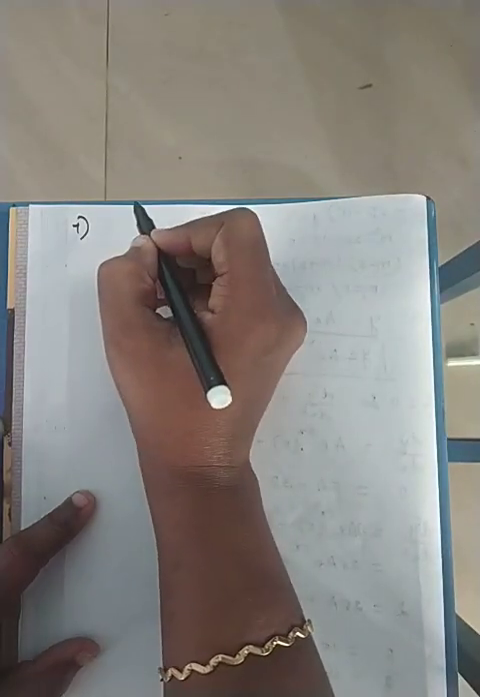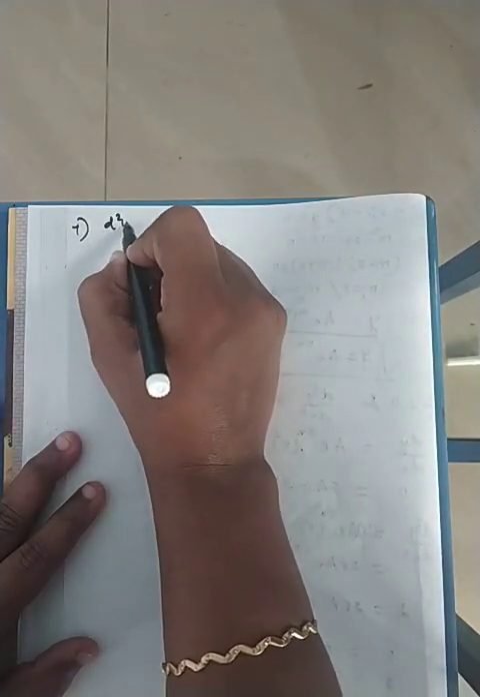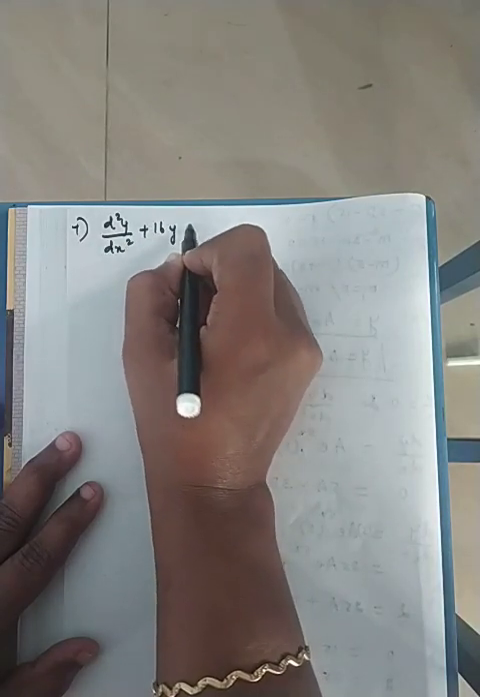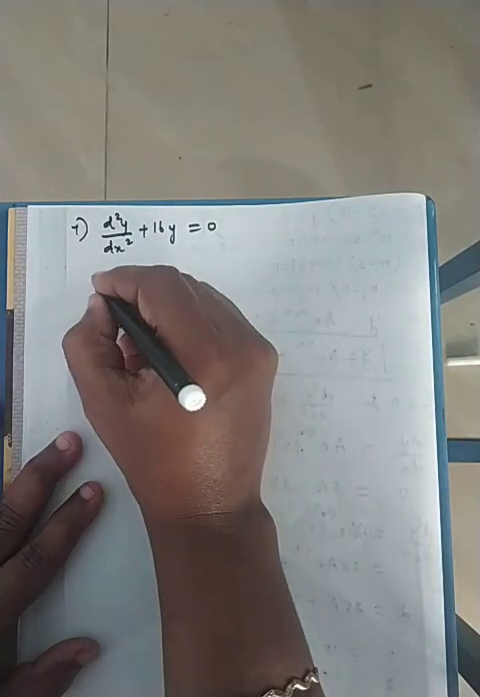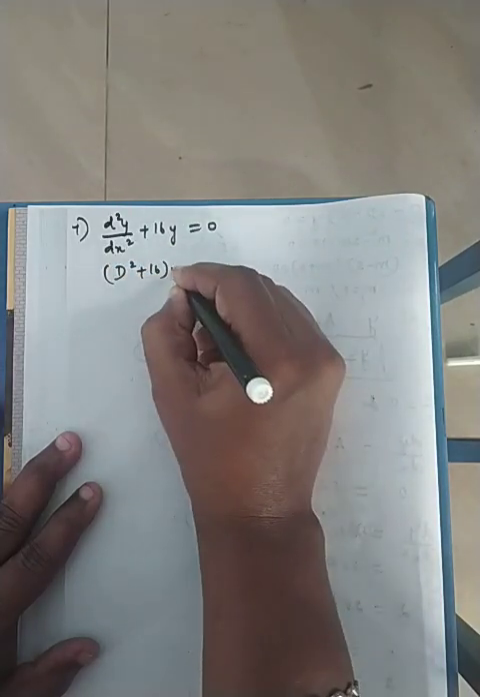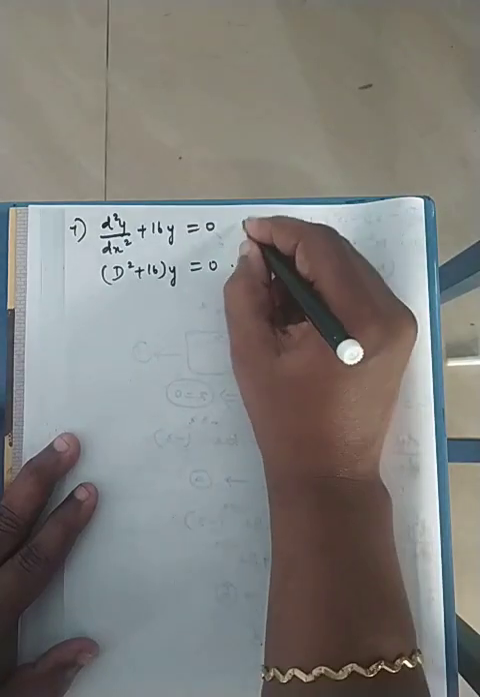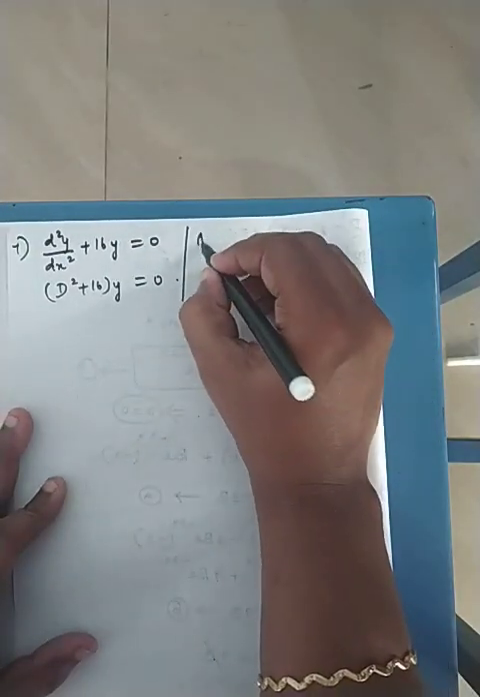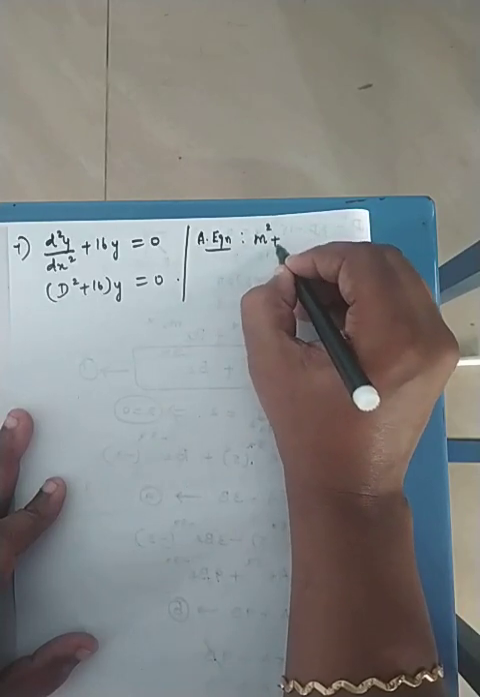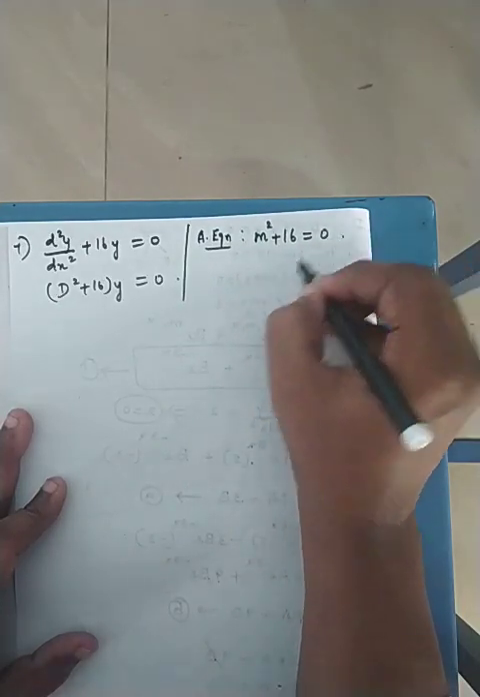Okay. Now we will go to the seventh problem. What is the seventh problem? It says d squared y by dx squared plus 16y equal to 0. Now I can write this in the form D squared plus 16 into y equal to 0. Now what is my auxiliary equation? Auxiliary equation will say m squared plus 16 equal to 0.